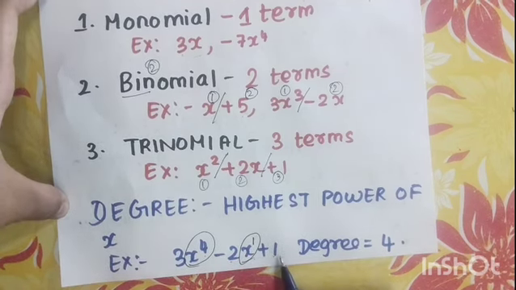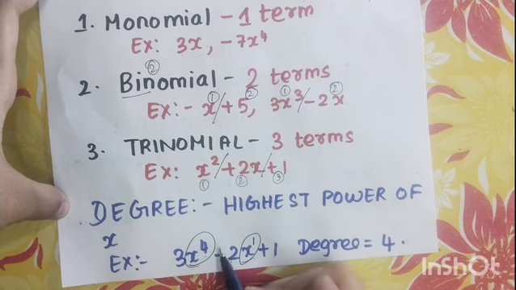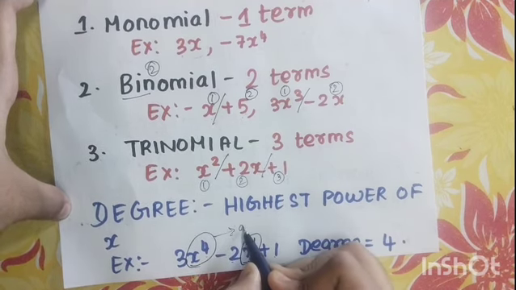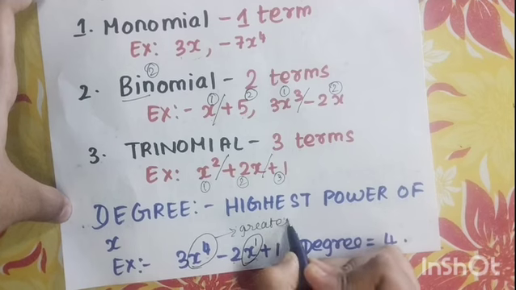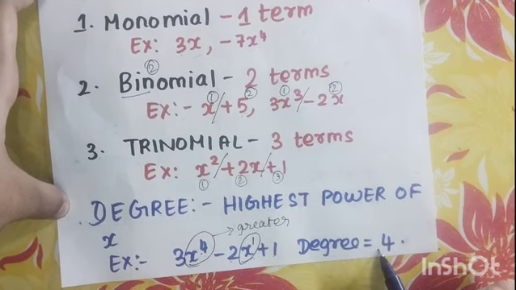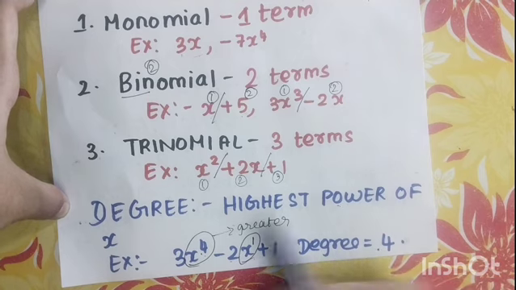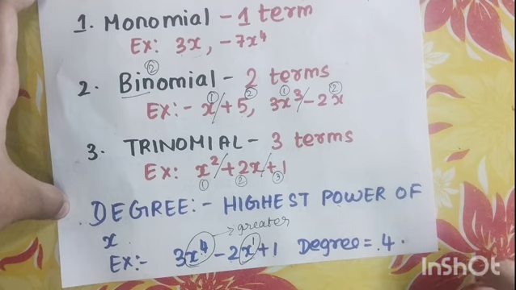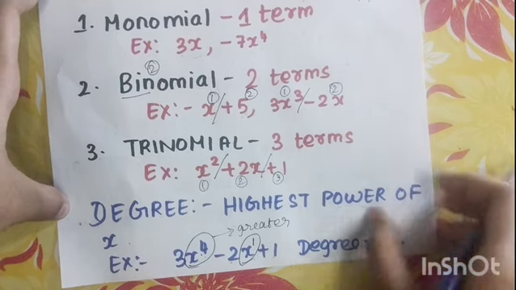So which is greater among these, 4 or 1? Obviously 4, right? Since 4 is greater, my degree will be 4. It is nothing but the highest power of x. If instead of 1 there is 5, my degree will be 5. So this is degree.